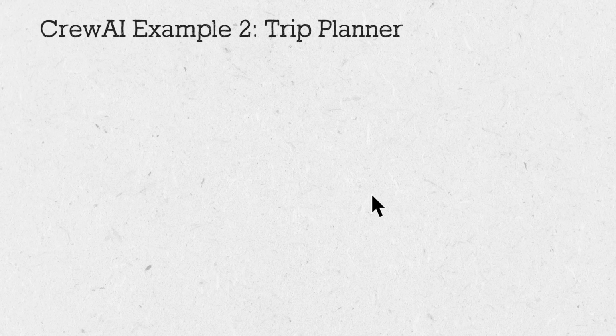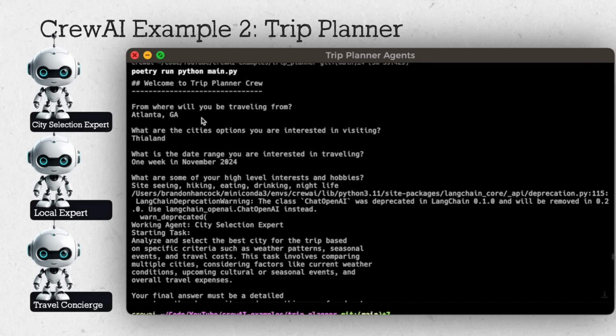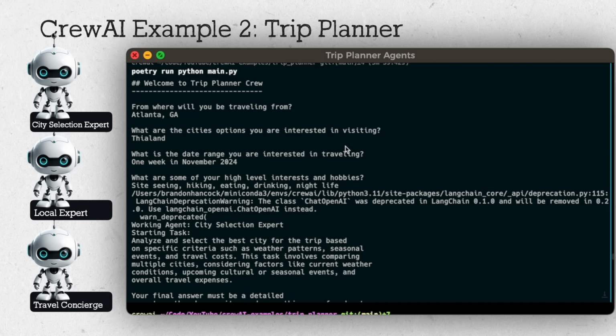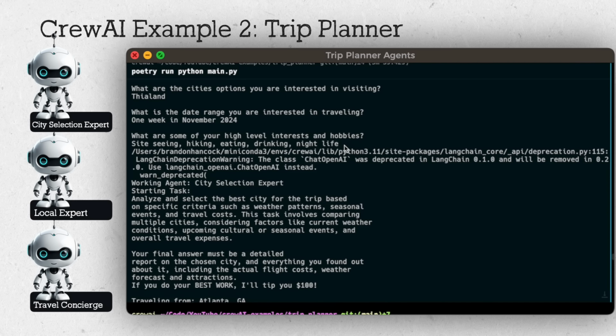So the second one that's my most favorite out of all the examples is going to be the trip planner crew. Now, the way this one works is you tell the crew, hey, I'm traveling from here. I want to go to here. I want to do this trip sometime in the future. And while I'm traveling, I like to do these things. And then from there, this crew will use 3 different agents to plan your trip.